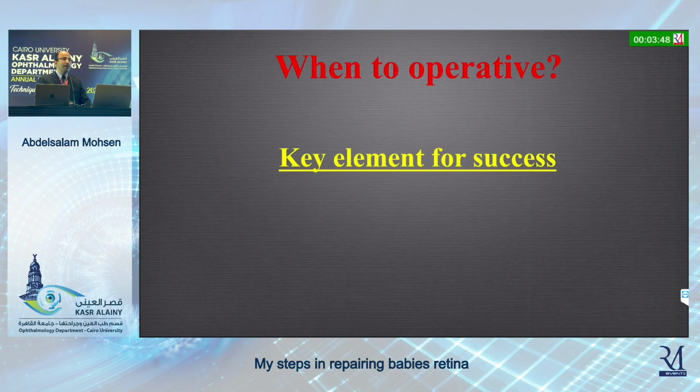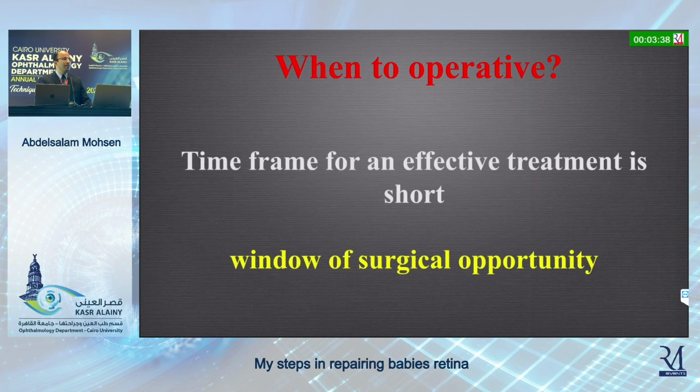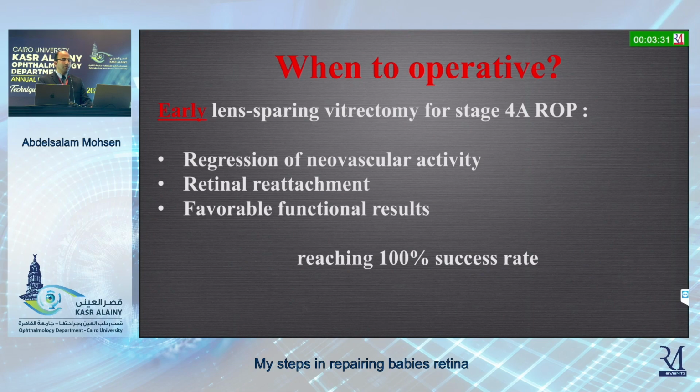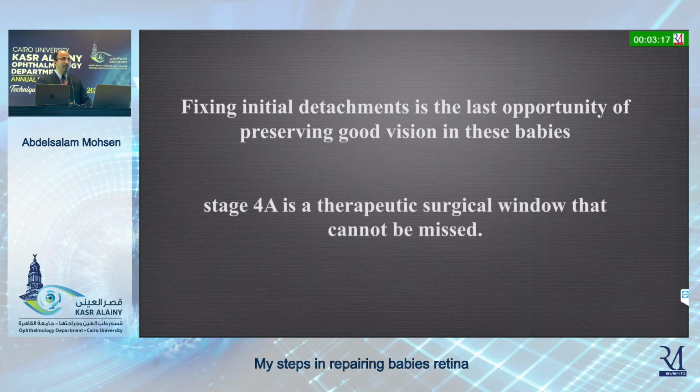Preoperative consideration: the key element for success in those patients is when to operate. The stability of detachment is unpredictable, and the more advanced the detachment, the worse the results. So the time frame for effective treatment is short, and the window for surgical opportunity is also short. Early vitrectomy for stage 4 ROP leads to regression of the new vascular activity, retinal reattachment, and favorable results reaching 100%. So fixing the initial detachment is the last opportunity to preserve the vision in those babies, and stage 4A is the therapeutic surgical window that cannot be missed.